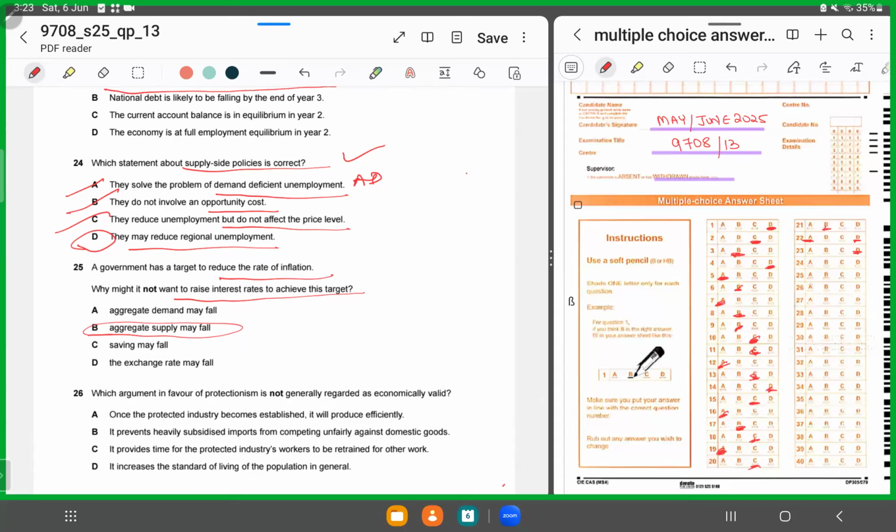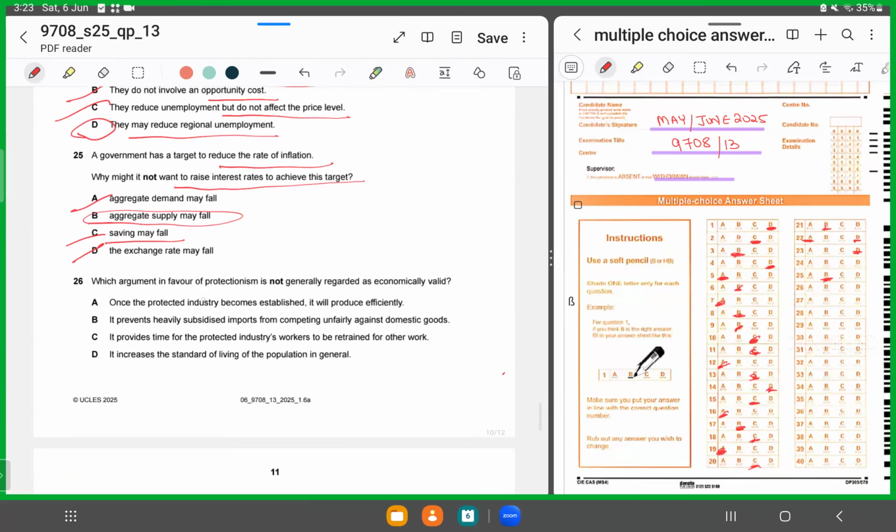So for 25, we'll shade in B. Why can't it be A? It can't be A because the government increases interest rate to decrease inflation. It cannot be C because savings would increase if interest rate increases. It cannot be D because the exchange rate would appreciate; more of the country's currency would be required because its interest rates are rising, and hot money inflows would occur. So it cannot be A, C, or D. B is the correct answer.